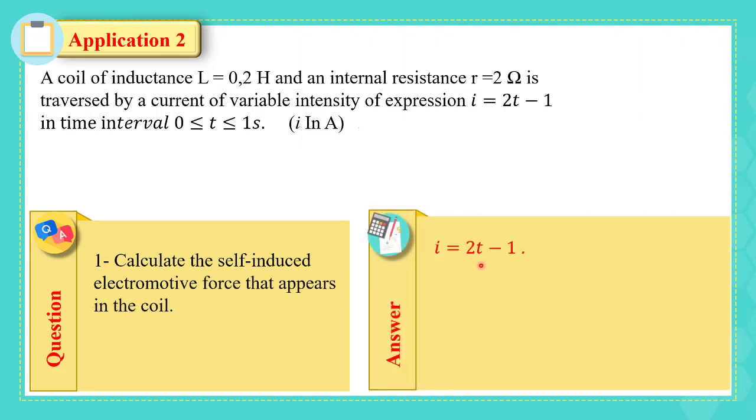i equals 2t minus 1, then di over dt equals 2 amperes per second. Since e equals minus L di over dt, it will be equal to minus 0.2 multiplied by 2, which is equal to minus 0.4 volt.